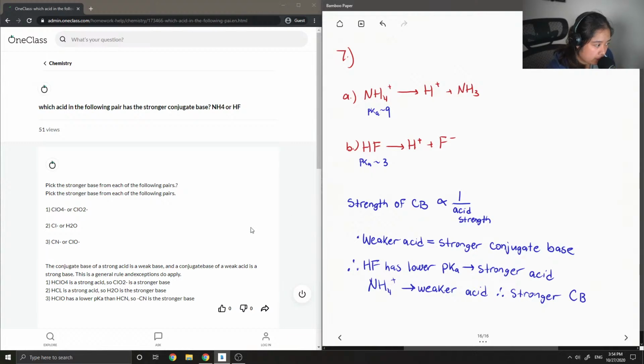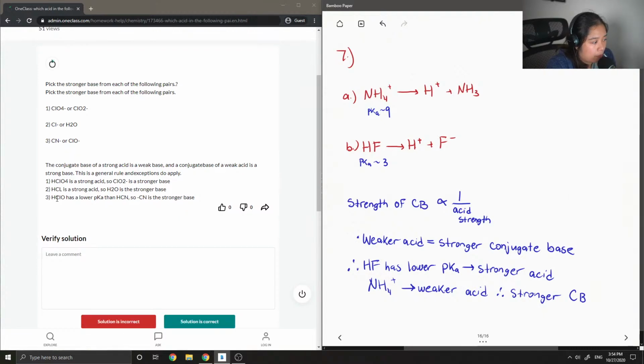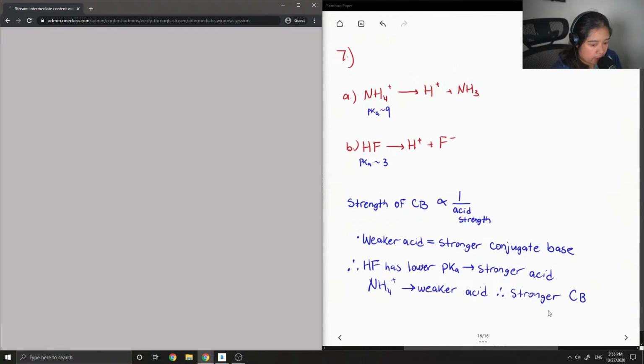So let's look at the answer from our junior tutor. It looks like they had a different question altogether. But the explanations all look right, but they don't really answer the question. I'm just going to say that HF has a lower pKa, which makes it a stronger acid. NH4+ is a weaker acid. Therefore, it will have a stronger conjugate base. Okay, so that solution was incorrect.